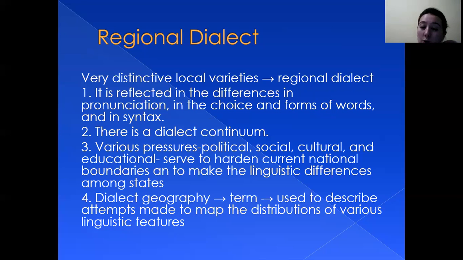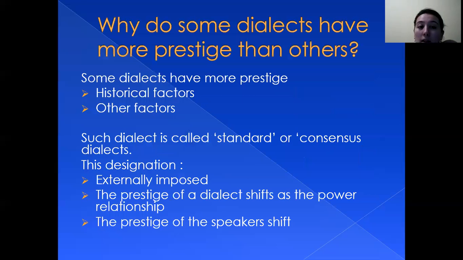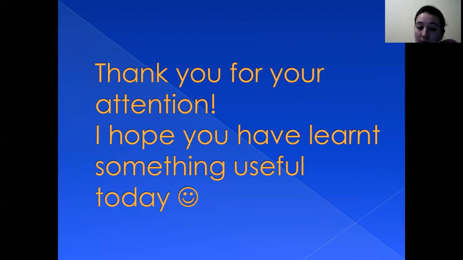So dialect geography is a term used to describe attempts made to map the distribution of various linguistic features. So also sometimes it happens that one dialect has more prestige compared to another dialect. So there are historical and other factors. So that was the end of our presentation.